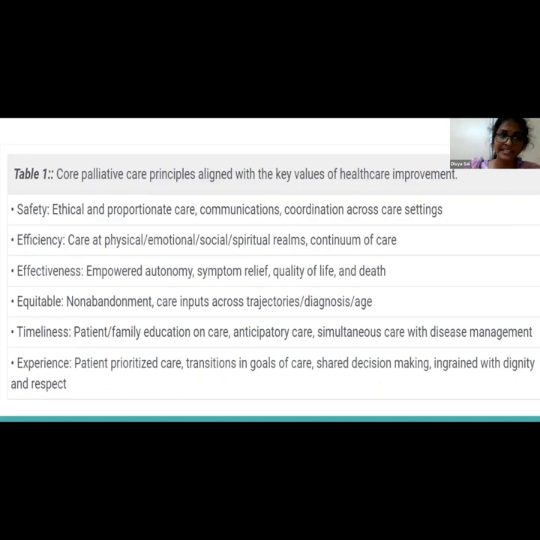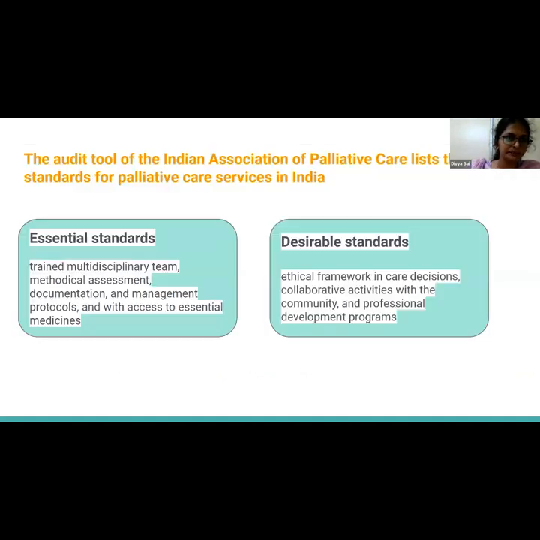These are the core palliative care principles that are aligned with the key values of healthcare improvement, that is safety, efficiency, effectiveness, equitability, that is non-abandonment, and care inputs across different trajectories, diagnoses, and ages, different timelines, and patient-prioritized care in transition of the goals of care, shared decision making, along with dignity as well as respect.